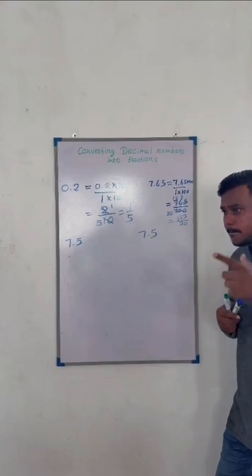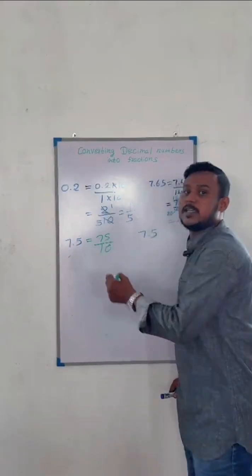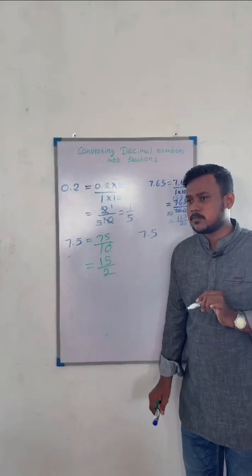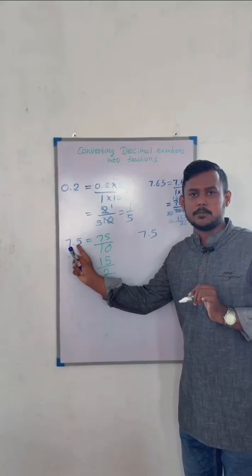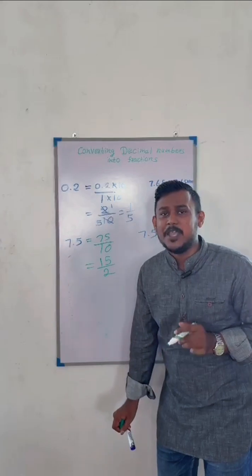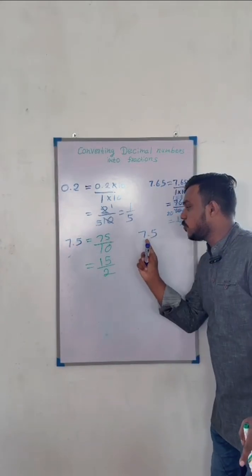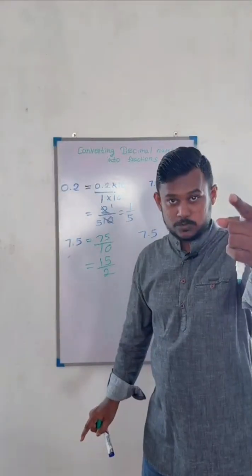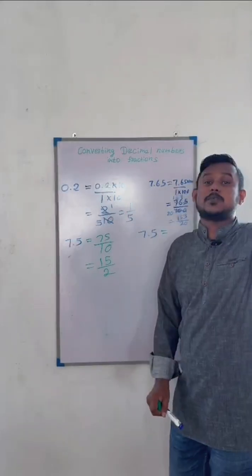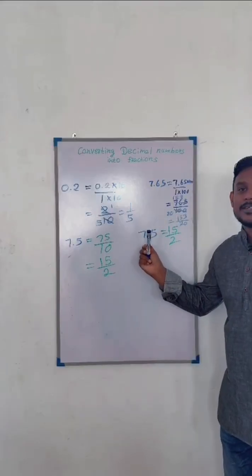In the same way, I can do 7.5. And now you know the procedure. 75 over 10, which is 15 over 2. But I want to tell you one more thing. These are a special type of decimal numbers that end at 0.5. What does 0.5 mean? 0.5 means half, isn't it? Since it ends at 0.5, you know if you multiply 7.5 by 2, it should be a whole number. So that is what I am going to do. 7.5 times 2 is 15. So divide by 2. That will be your fraction.